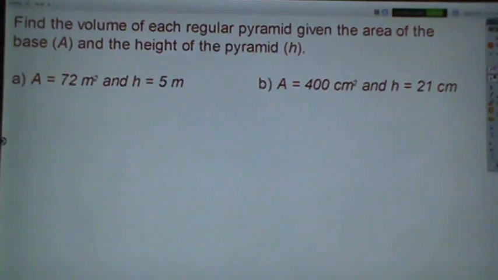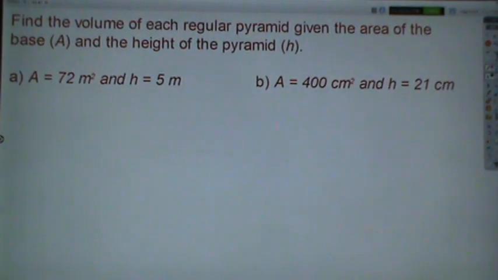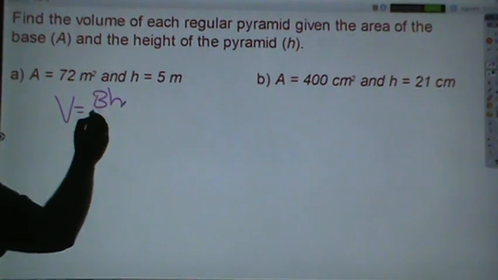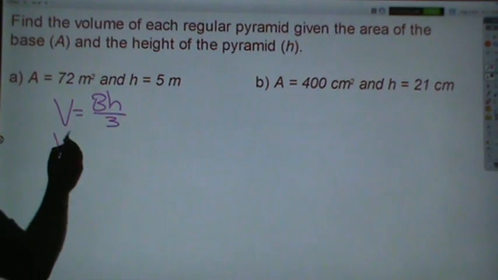Find the volume of each regular pyramid given the area of the base and the height of the pyramid. On this one they didn't give me a diagram, but it's still the same formula. Volume equals area of the base times height divided by 3. Whenever you have a pyramid, volume equals area of the base times height divided by 3.